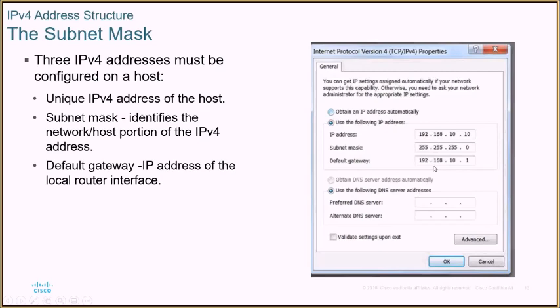The gateway, of course, is the IP address of the router on the local network. And so if this host wants to talk to a host on a different network, so a network other than 192.168.10, it will need to talk to the router, and the router will forward it to that other host, that remote host.